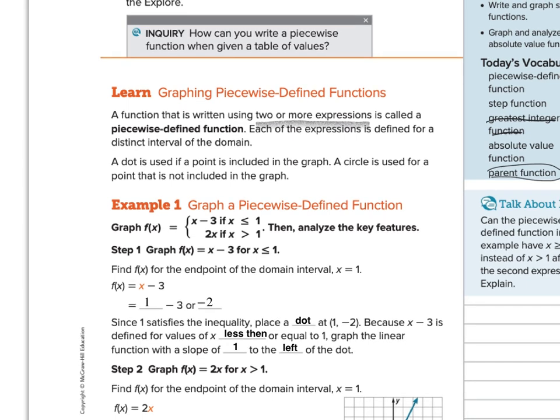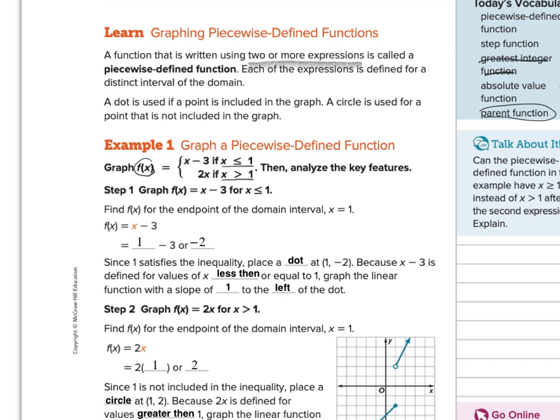What does that mean? That means this function is going to be, when x is less than or equal to 1, y equals x minus 3, and then when x is greater than 1, the function will be 2x. So we're going to have two different things going on in the graph, and it may be more evident sometimes depending on the examples.